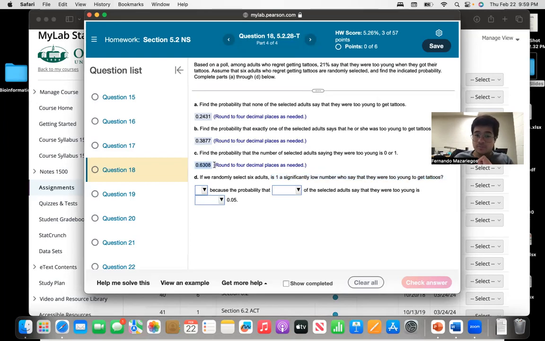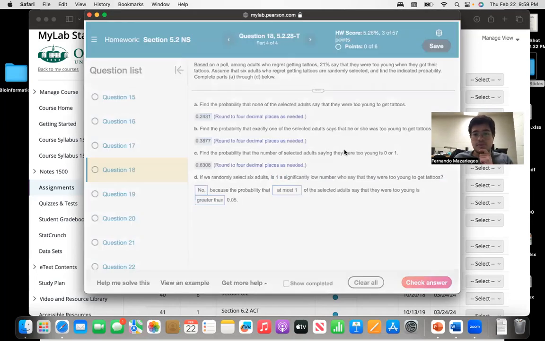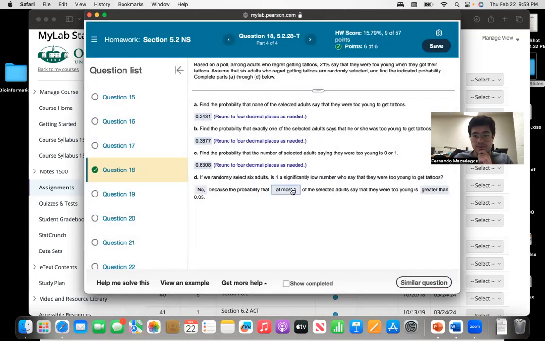In this case, this is much greater. So the answer is no, because the probability that at most one of the selected adults says that they were too young is greater than 0.05. Here with the options for at most one, maybe it gets a little tricky. Like greater than or at least. So we need to pay attention to that as well.